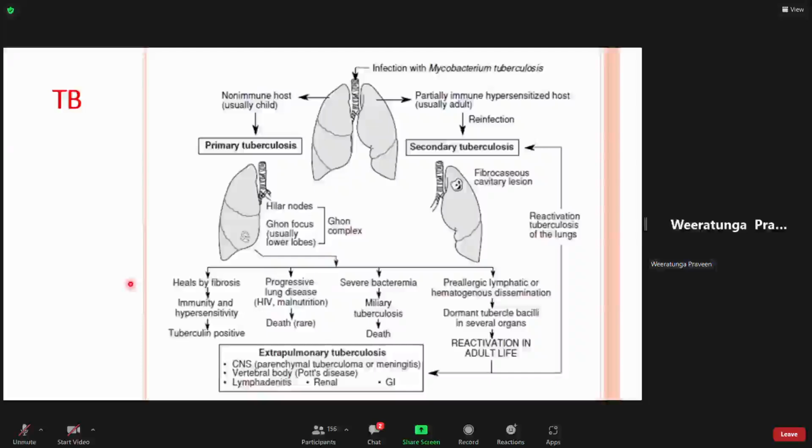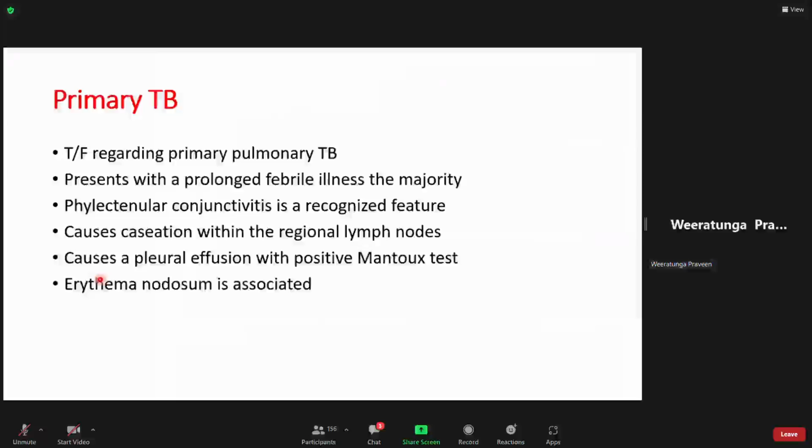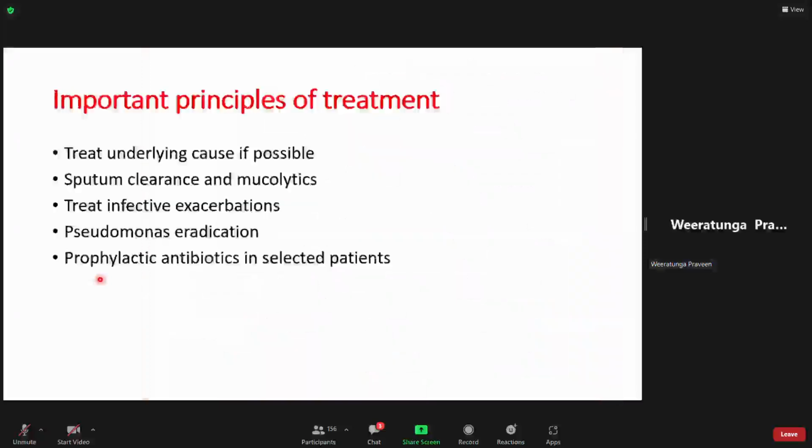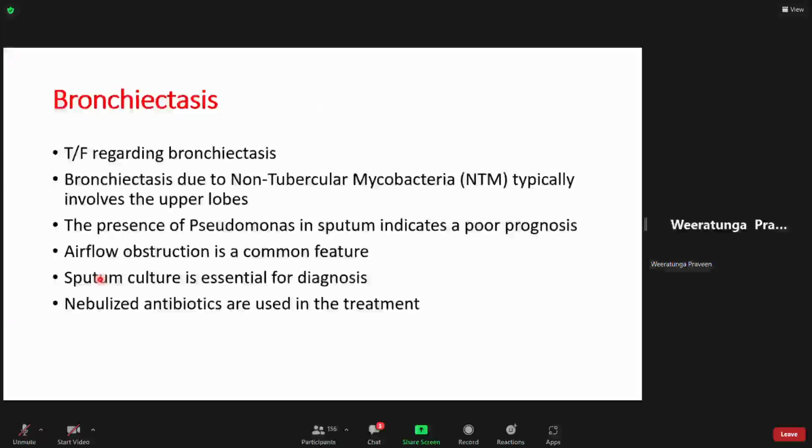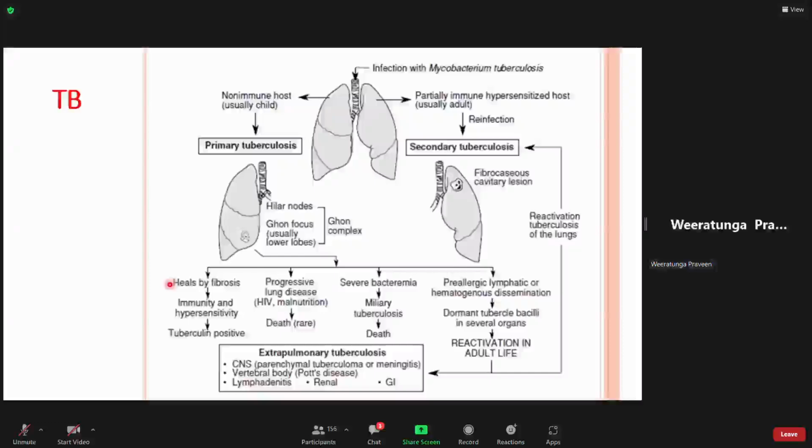Okay, any questions? Right. So you sometimes use nebulized antibiotics for severe bronchiectasis.